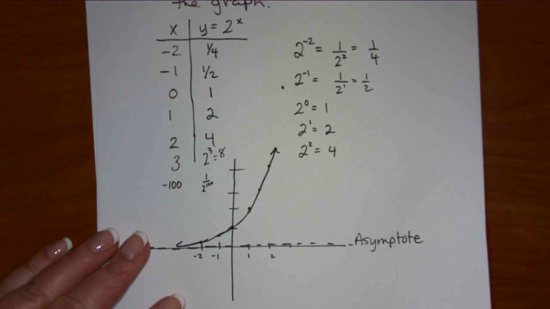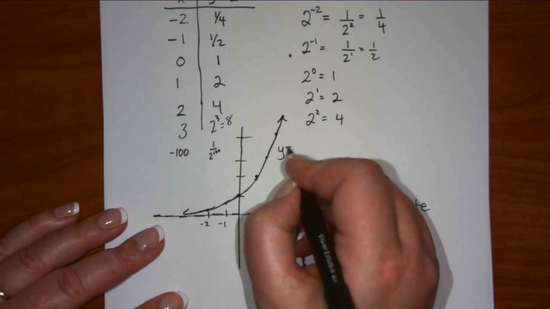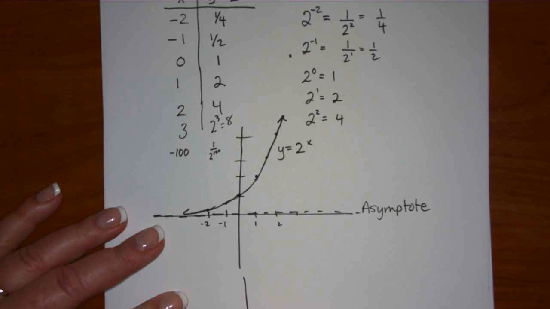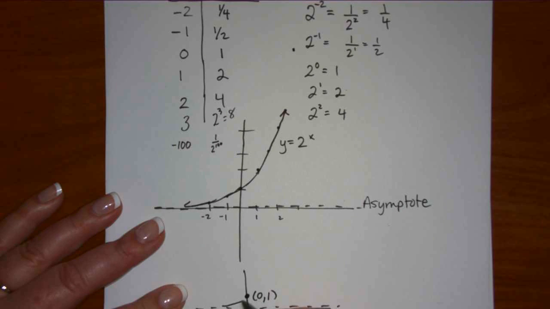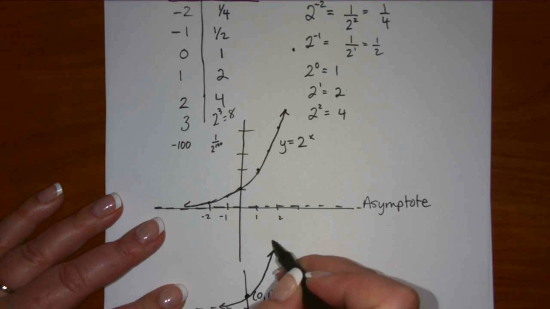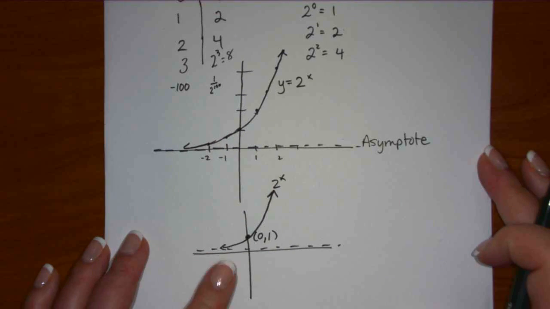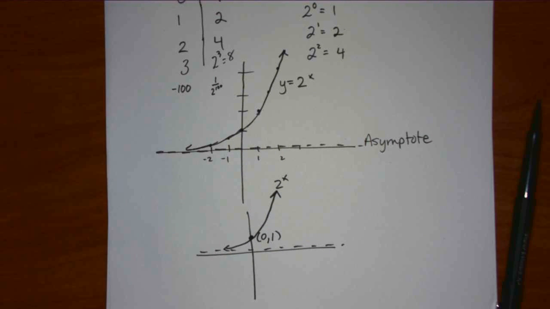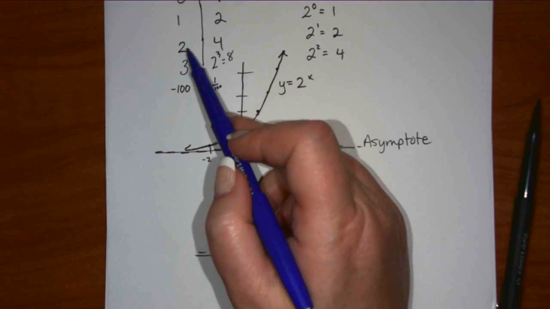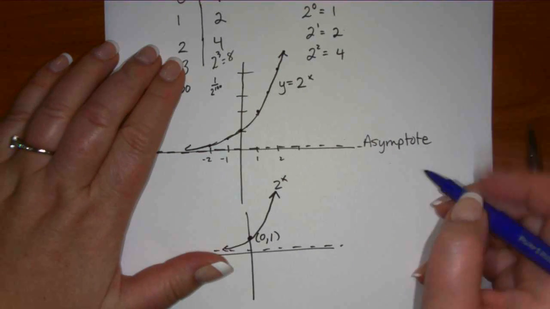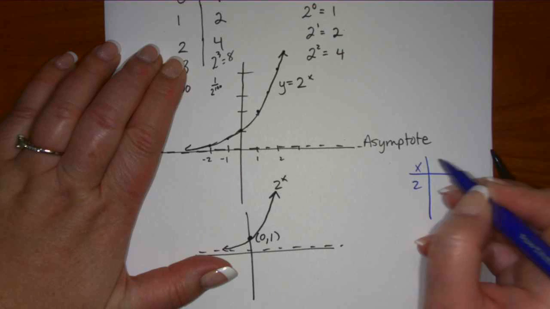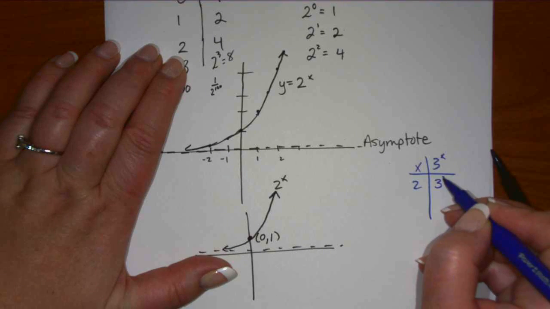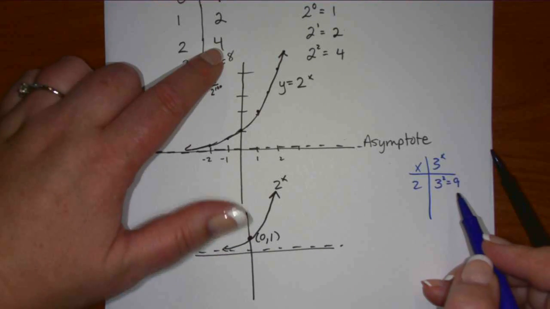So this is 2 to the x. So 2 to the x, it goes through the point 0, 1, and it has an asymptote here at 0. It looks like that. So this is 2 to the x. What do you think 3 to the x is going to look like? So instead of being 4 when we put a 2 in, but it was 3 to the x, what would we get? 9.